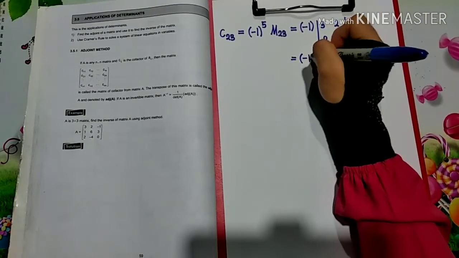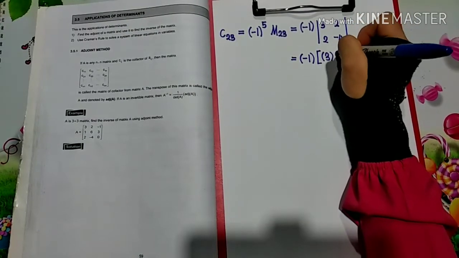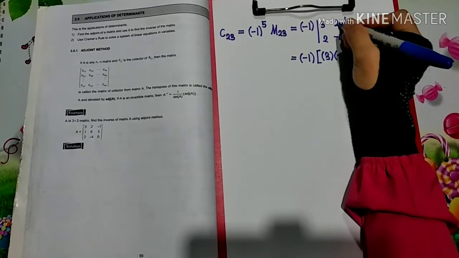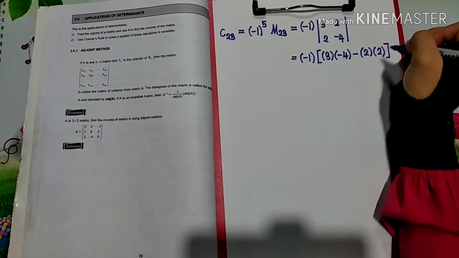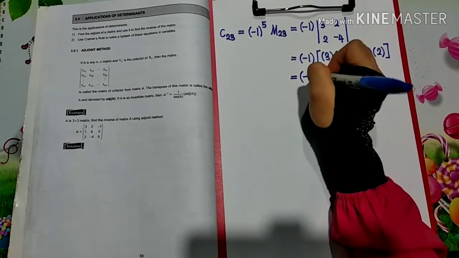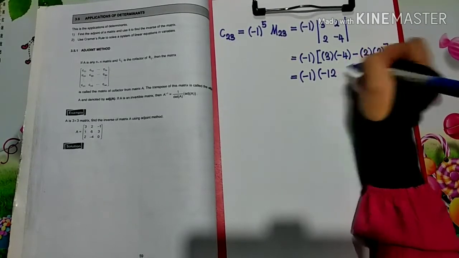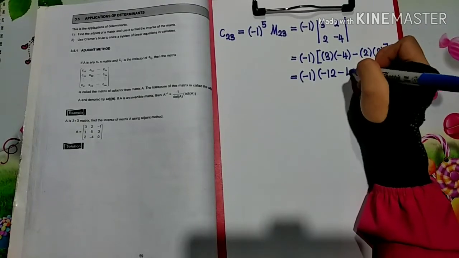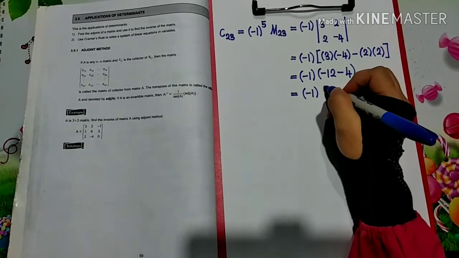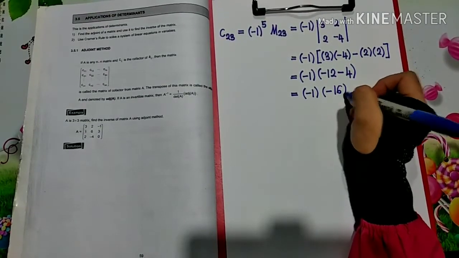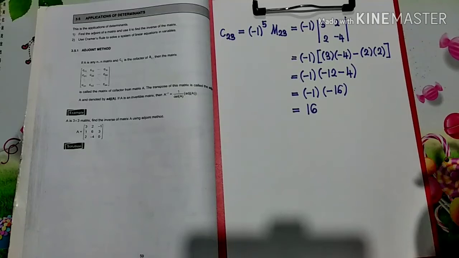So this one, negative 1. Determinant for this one, 3 multiply with negative 4 minus 2 multiply with 2. So what you will get here, negative 1. 3 multiply with negative 4, negative 12 minus 2 multiply with 2, 4. So negative 1, this one negative 16. So negative, negative will be positive. So you will get here positive 16.